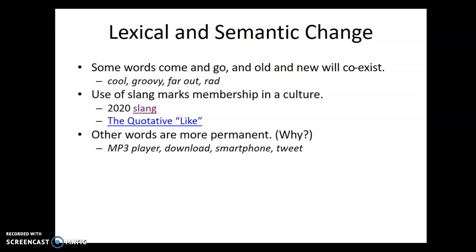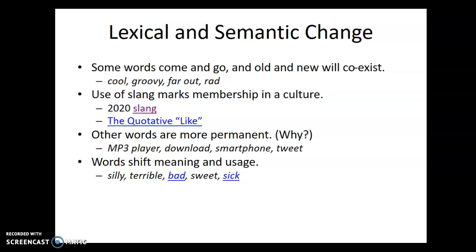Other words might be more permanent. So MP3 player didn't stick around that long because, of course, the technology changed. It became the iPod, and then we use our smartphone to do all the same functions that we use those devices for in the past. We still download things. We still send tweets. That's probably not going anywhere anytime soon. And all those words were created because there was a need to do that for technology that's been developed in recent years.